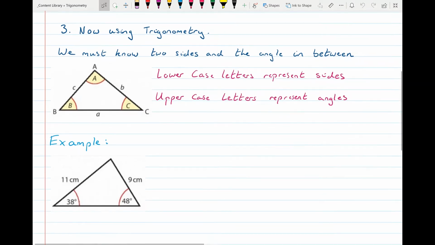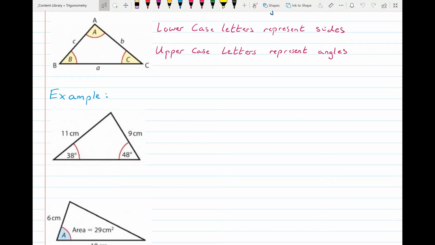In our first example here, we want to find the area of this triangle. So I write down my formula to begin with. I know that I will not be using half the base by the perpendicular height because I do not know any perpendicular heights which make 90 degrees to a base, and I won't be using coordinates because I'm not given any coordinates for the vertices. So I'm going to be using trigonometry.